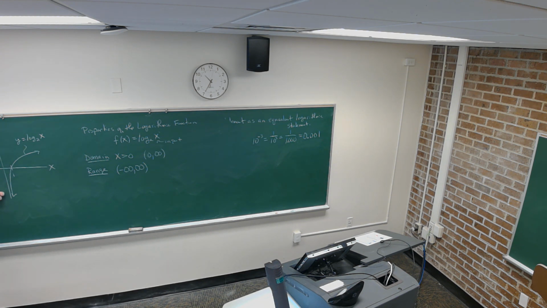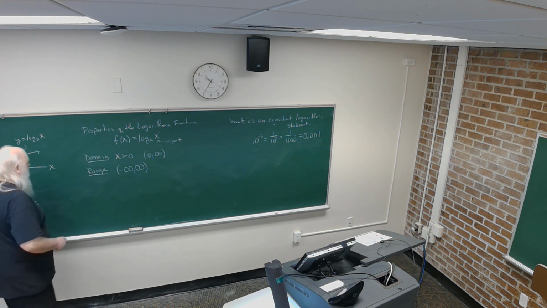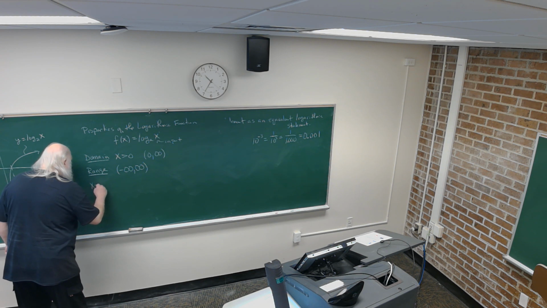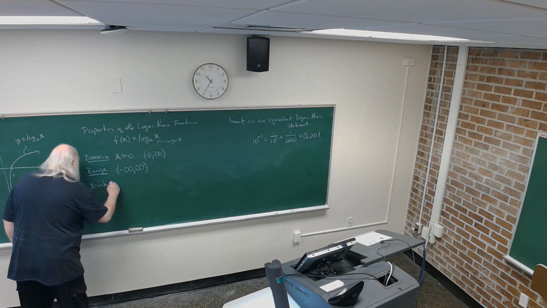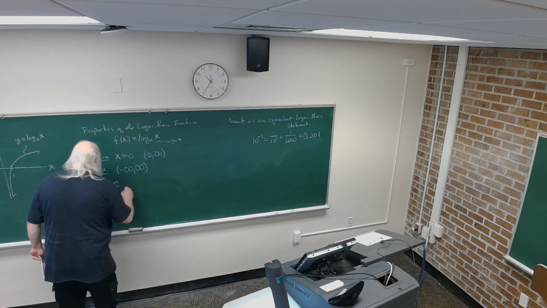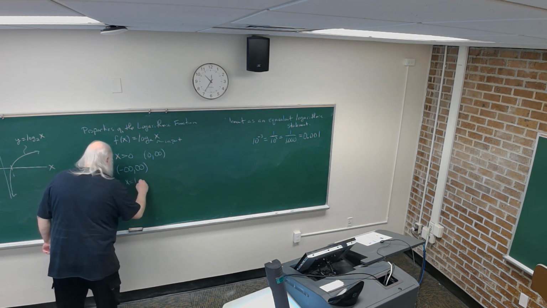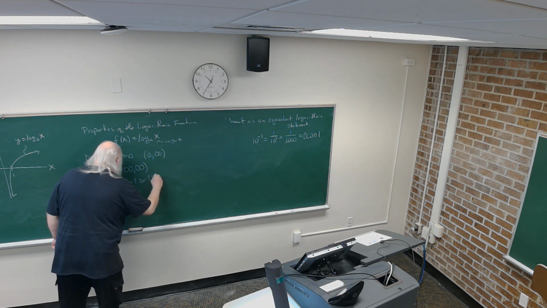Over here on the domain, as the graph goes down, it gets closer and closer to the y-axis, but it never touches it. Okay. So the x-intercept, right? It crosses the x-axis at the point x equals 1, or the ordered pair 1, 0.